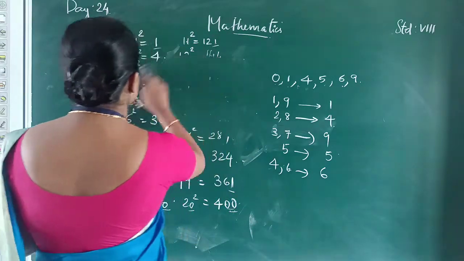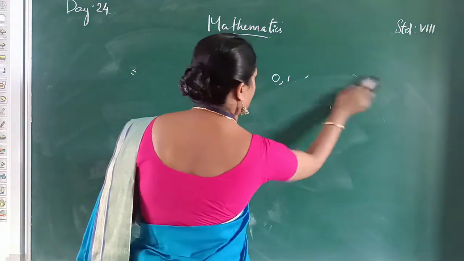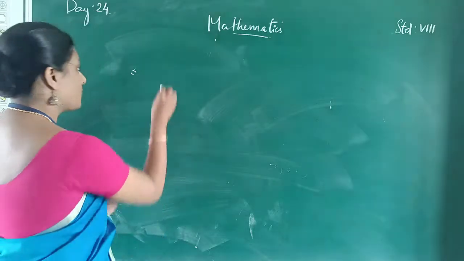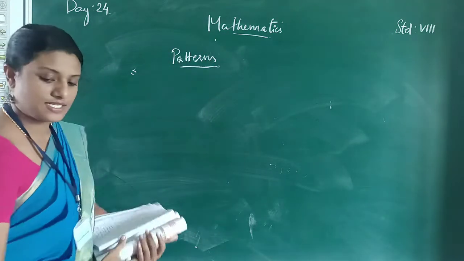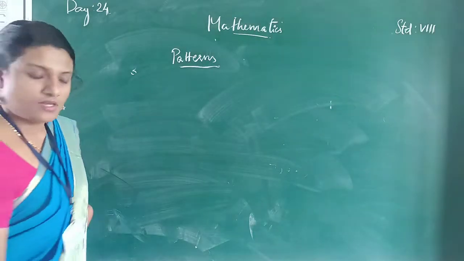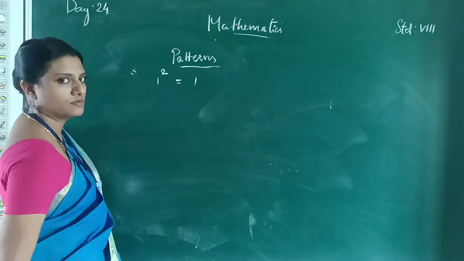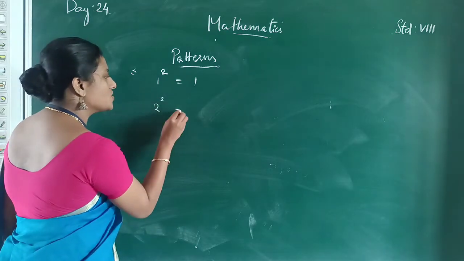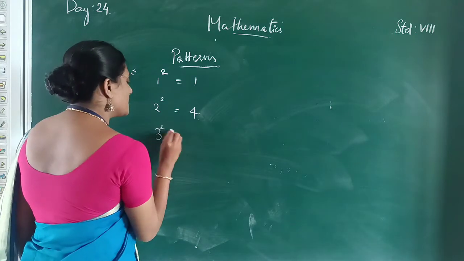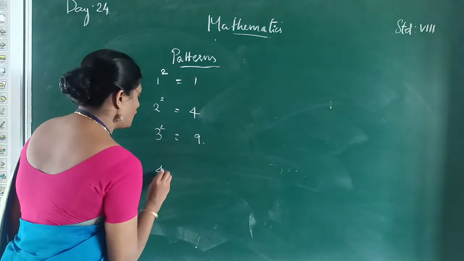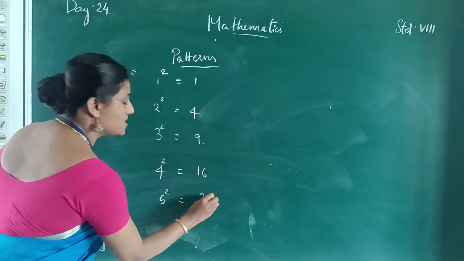Next one is patterns. Patterns means, consider the numbers. 1 square is what? 1. What is 2 square? 4. Right. Next, 3 square is 9. 4 square is 16. 5 square is 25.